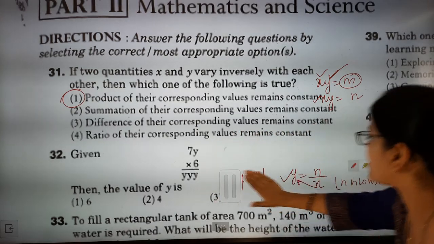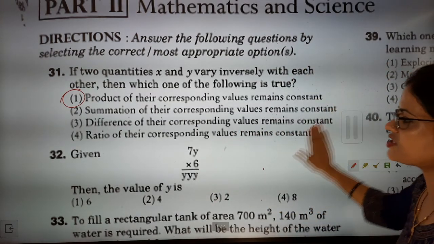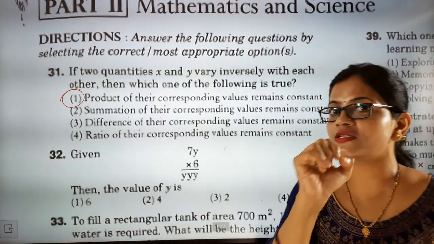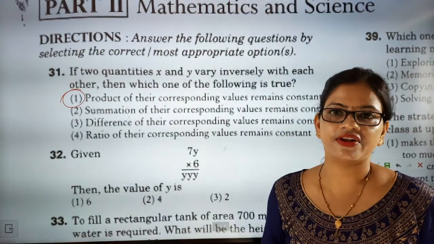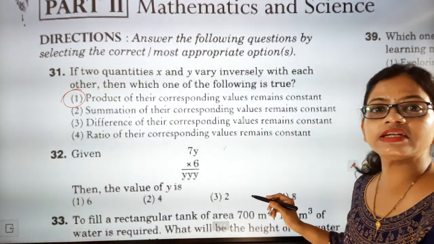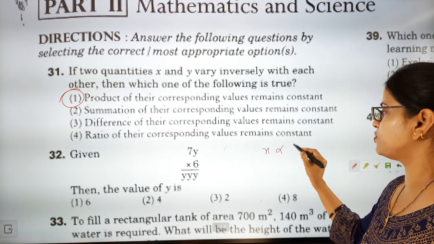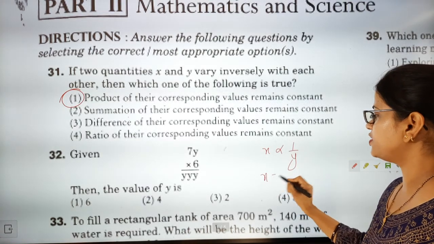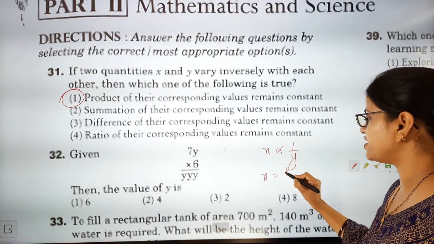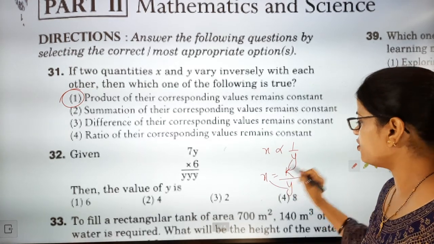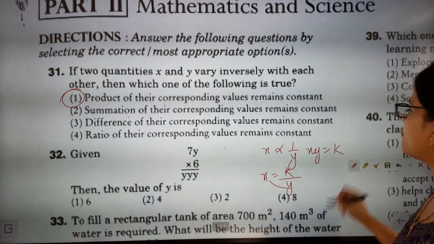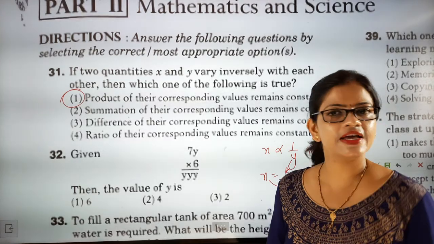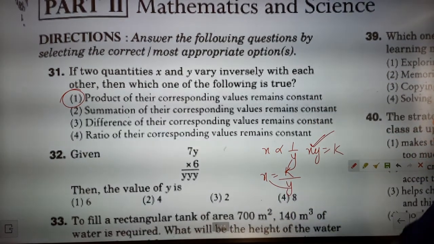So how to catch the correct part here? To catch the correct part, you have to just see what relation they are generating, and from the beginning itself the relation is quite sure. Now look here, x equal to k by y, where k is any constant. If you multiply, the product is coming equal to k, and k is constant. So the product is there and the product is constant.